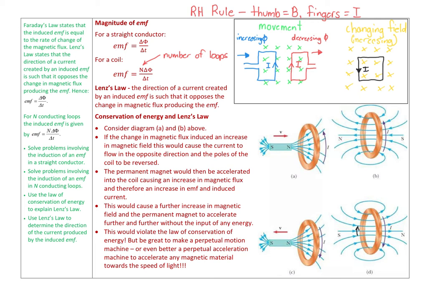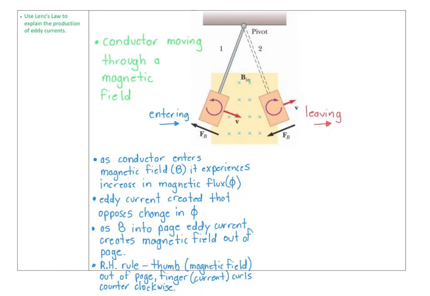Let's move on. Okay, so now we need to talk about eddy currents, and we need to use Lenz's law to explain the production of eddy currents. Whenever we have a conductor moving through a magnetic field, we will create these eddy currents.